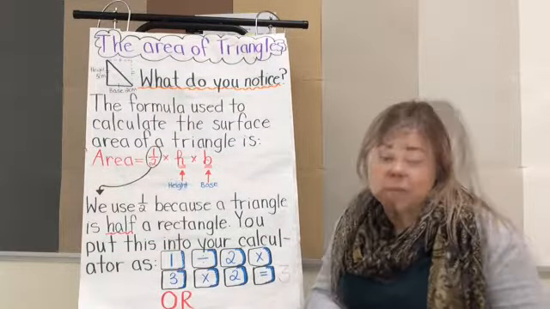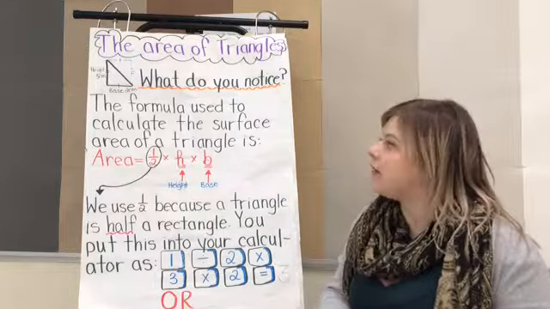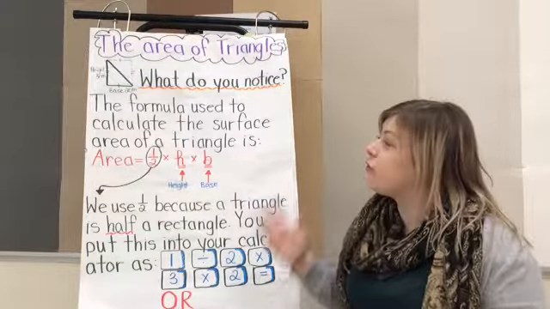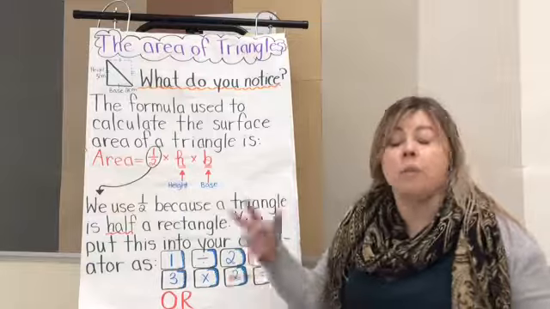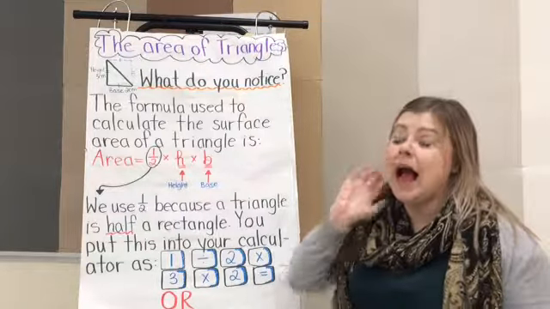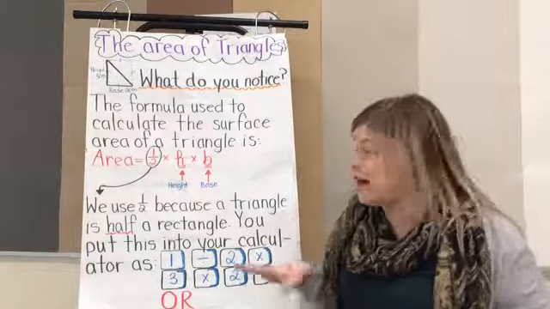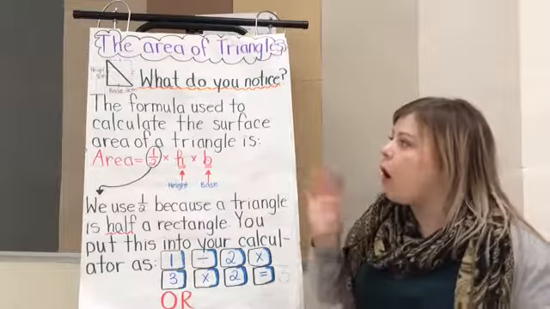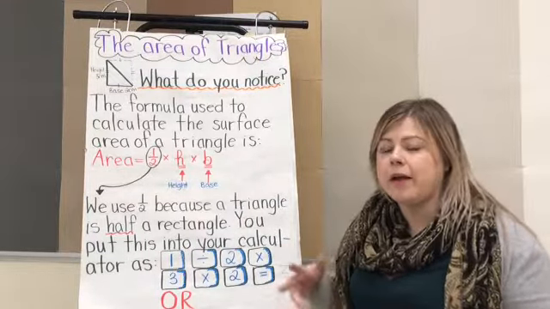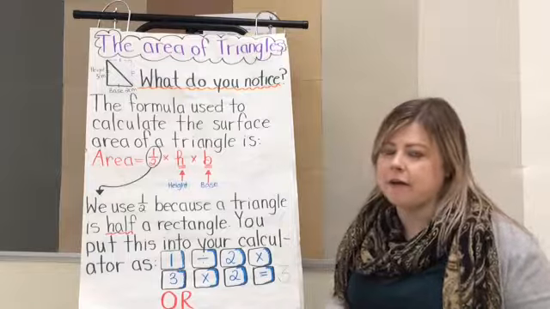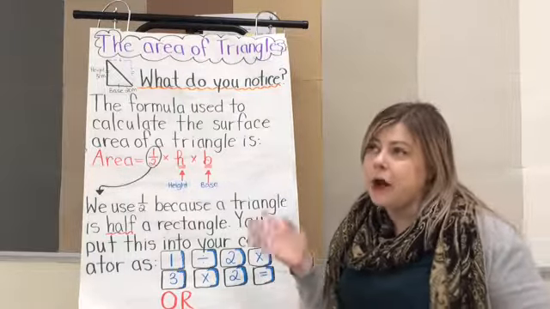Well, I'll tell you what I noticed, that a triangle is half of a rectangle or square. And that's really the truth. Any triangle, no matter what its shape, is always going to be half of a rectangle, even if that triangle's cut up, which we're going to learn about on the second page. Always, always, always.